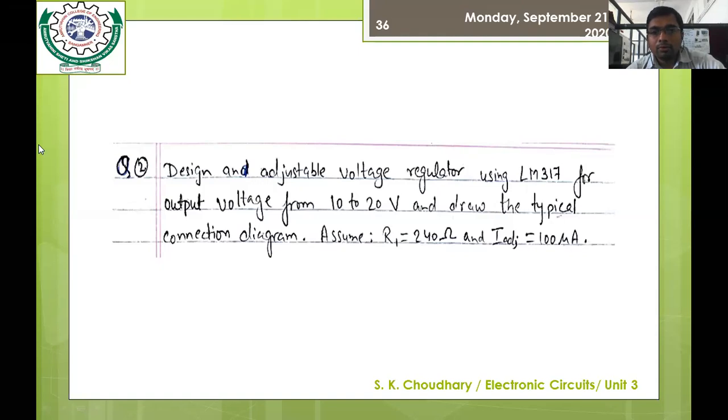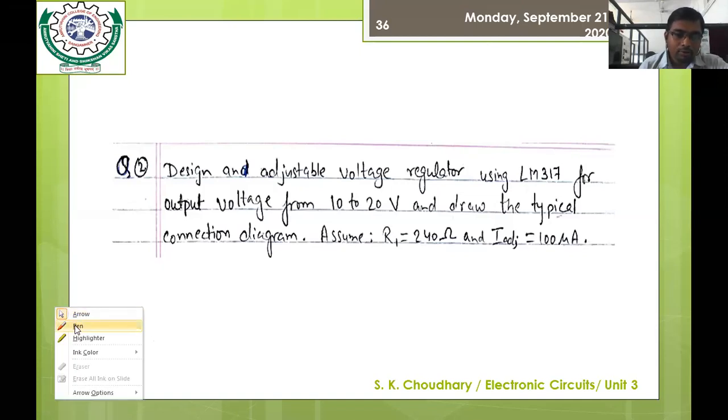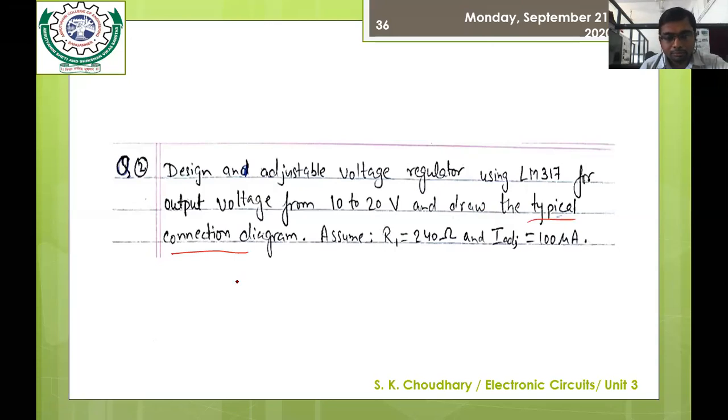So from which point we have to start? We have to first write down the formula of V naught. So what is the formula of V naught? I am not going to draw the connection diagram. The connection diagram is same as what we have discussed today. So in the examination, you have to first draw the diagram and then start solving this numerical.